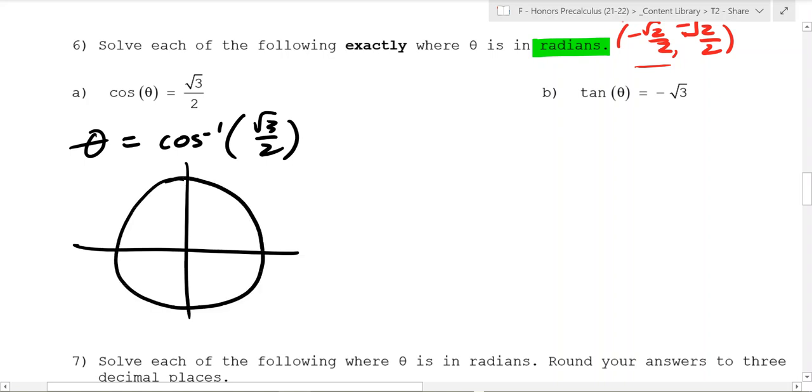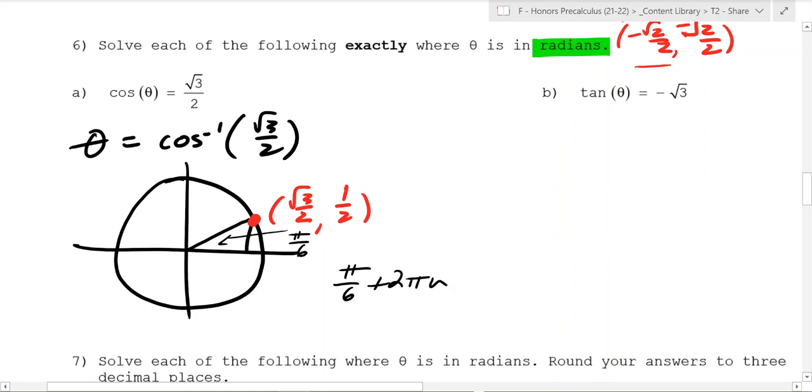So if you draw this angle, this is going to be the x-coordinate. So the x-coordinate will be root 3 over 2 here when it's root 3 over 2 comma 1/2. And that right there in radians is pi over 6, which is 30 degrees, but they want it in radians. So the answer in this case is going to be pi over 6 plus 2 pi n.